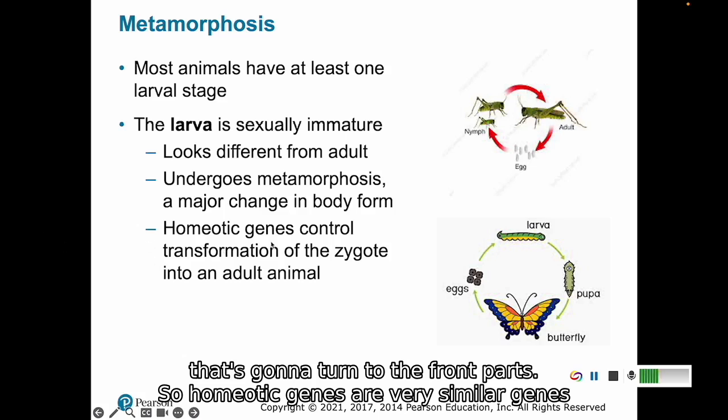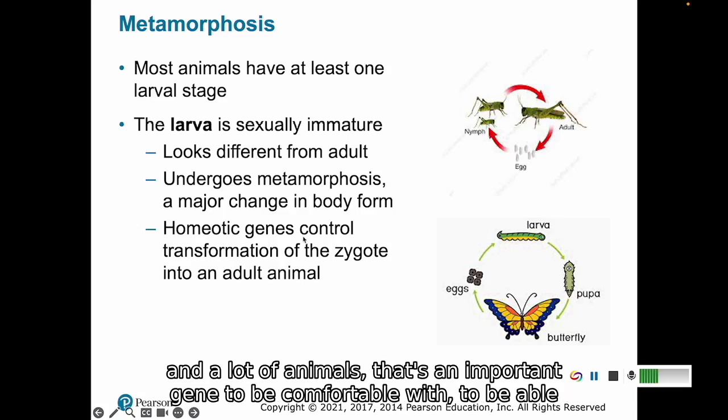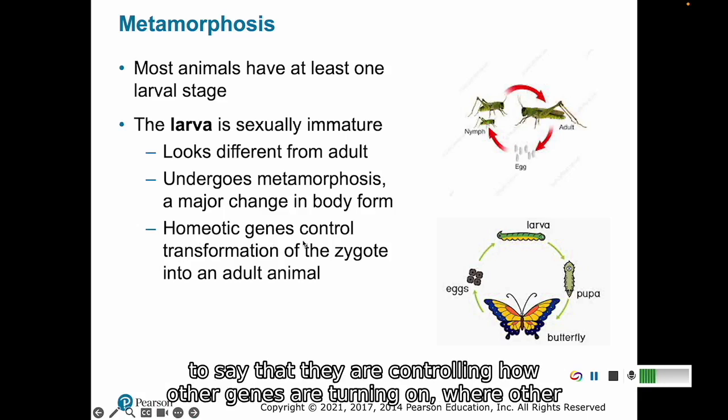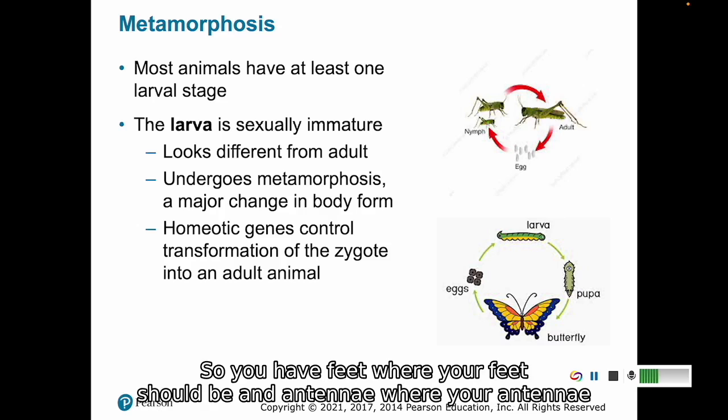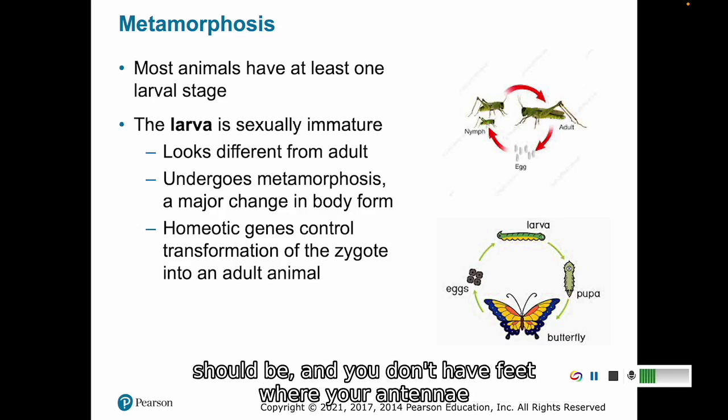So homeotic genes are very similar genes in a lot of animals. That's an important gene to be comfortable with, to be able to say that they are controlling how other genes are turning on, where other genes are turning on, to create that adult animal with the correct body plan. So you have feet where your feet should be, an antenna where your antenna should be, and you don't have feet where your antenna should be.